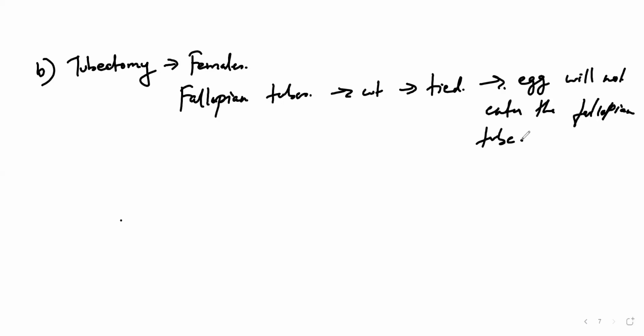So these are the two methods of surgery which can be done for permanent contraception. These are certain ways by which pregnancy can be prevented. Now, the next important thing is how reproduction actually takes place in human beings. So let's see that.